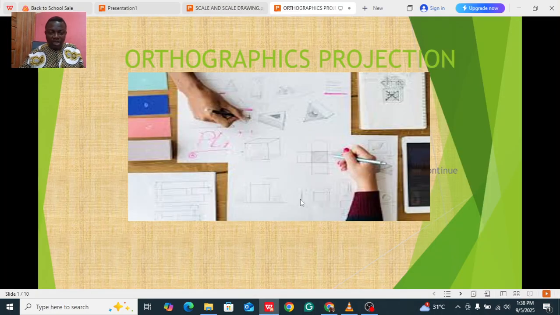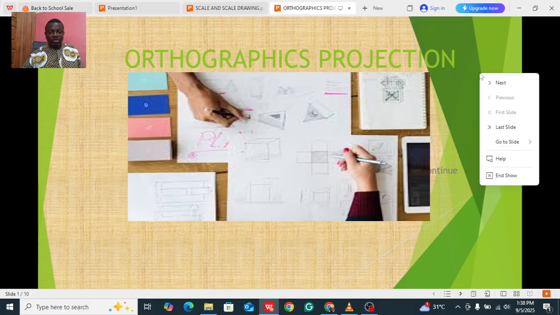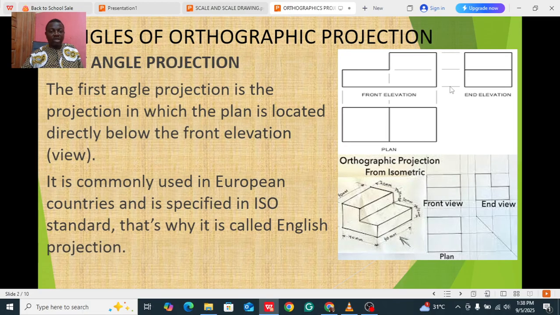We are going to be looking at orthographic projection. Today's class focuses on the differences between the angles of projection. In the previous class, we talked about what orthographic projection is all about, and the types of orthographic projection. Today, we are going to look deeply into the angles of orthographic projection.